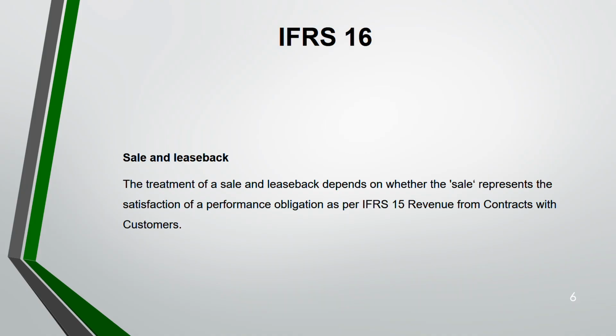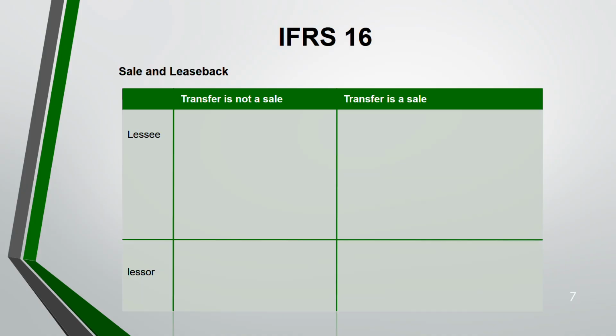If it is a sale, you have to use the rule of IFRS 15, and if it is not a sale, then we'll see. So this table will help you a lot. Transfer is a sale, transfer is not a sale. So if the transfer is not a sale, from the lessee's point of view, how will they recognize it, and from the buyer's point of view, who is the lessor, how will they recognize it?